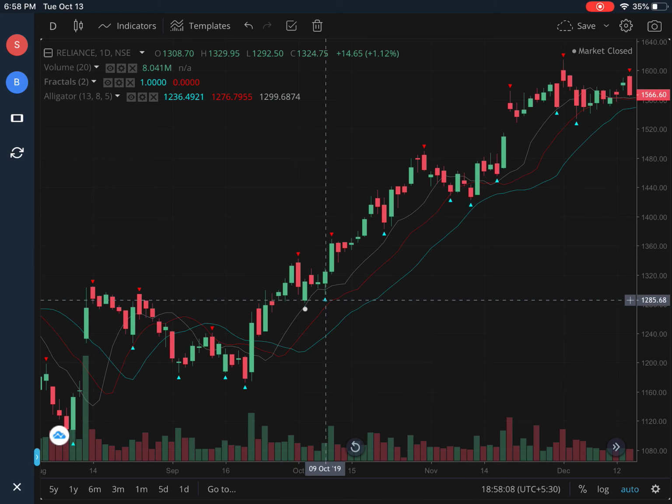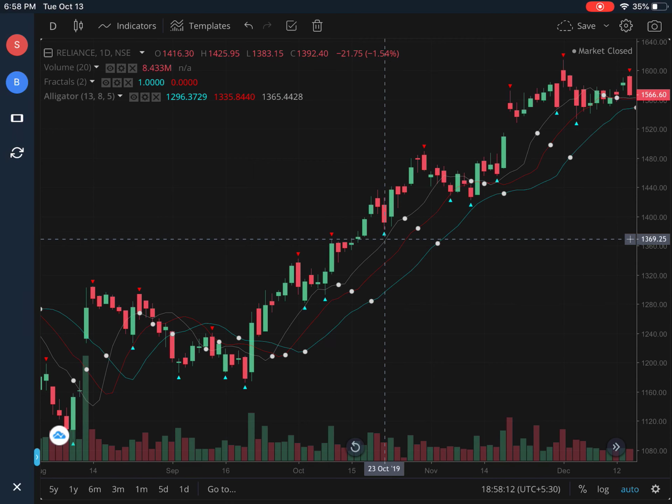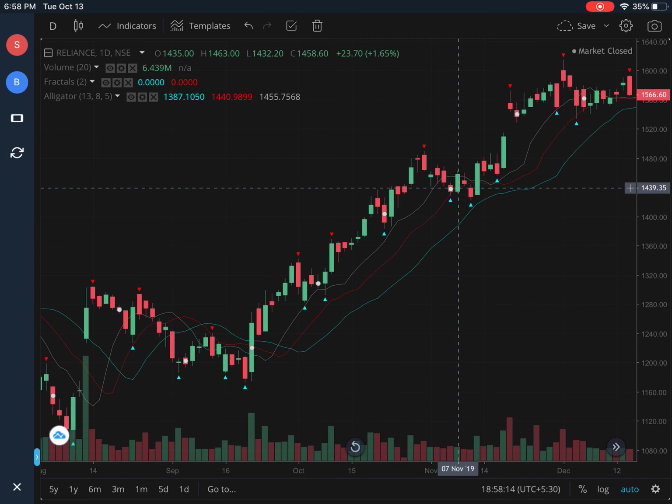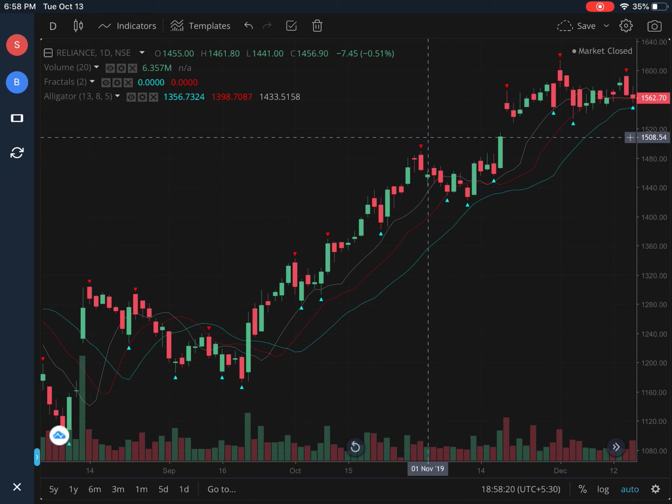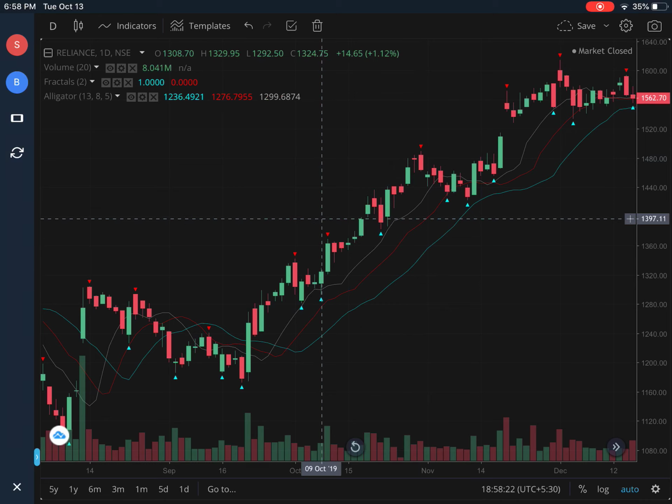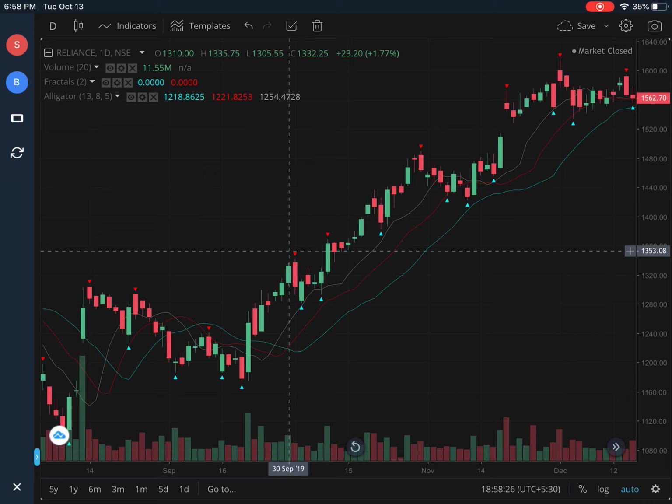After this fractal formation you could have entered, and after this fractal formation you could have entered on the down fractal. Okay, and the up fractals: you had one up fractal here, one here, one here, but all those up fractals are fresh ones. Down fractals are still going higher and higher, so there is no need to exit.